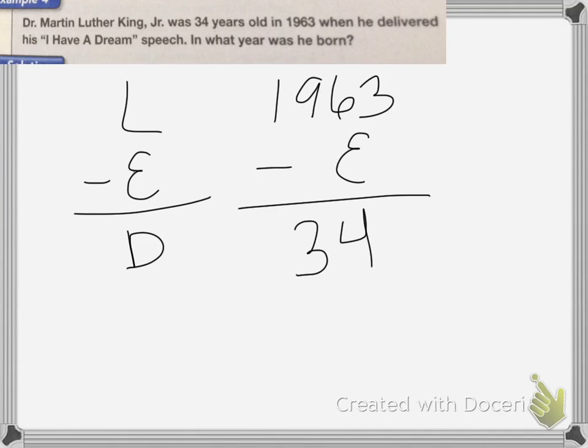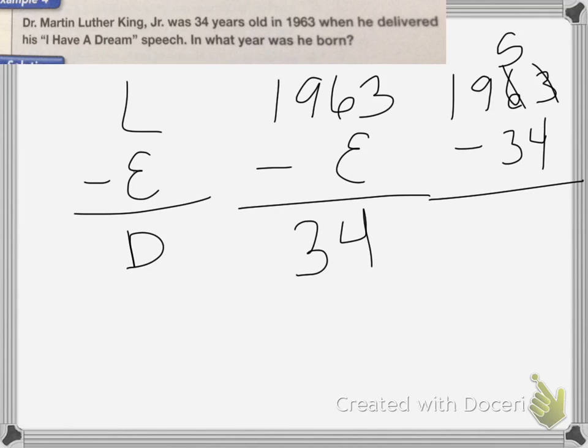Okay. So to find the missing number, I'm going to do 1963 minus 34 to figure out what year he was born. So I'm going to borrow from the 6. 3 becomes 13. 13 minus 4 is 9. 5 minus 3 is 2. And then 9, 1. So he was born in 1929.